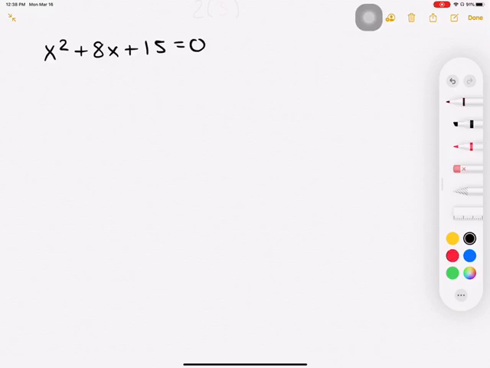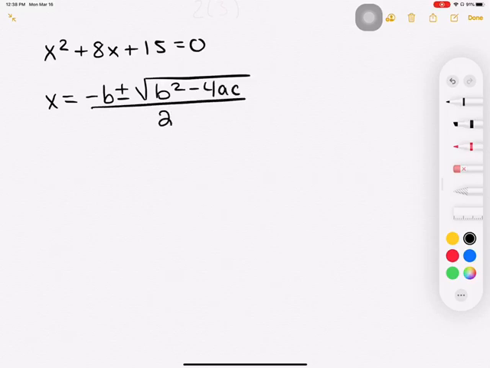So the first thing that I'm going to do is I'm going to write my quadratic formula, which is x equals negative b plus minus the square root of b squared minus 4ac all divided by 2a. Now I have to identify my values for a, b, and c.